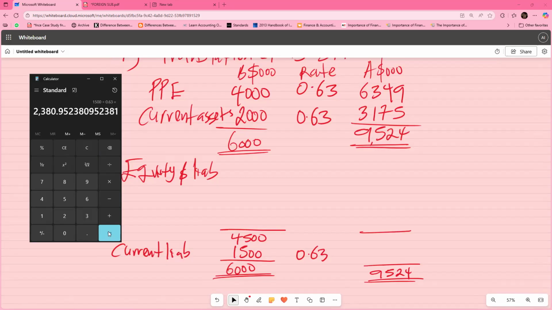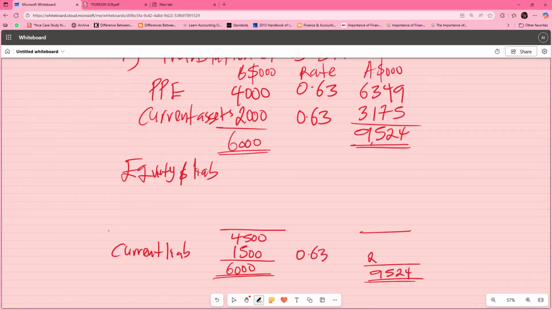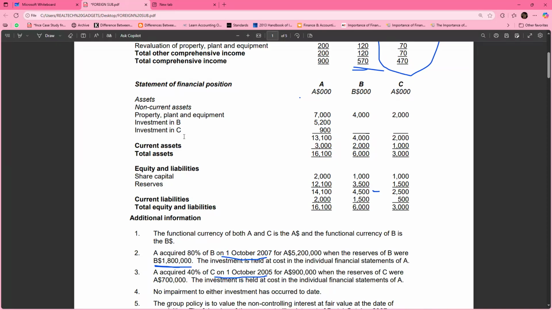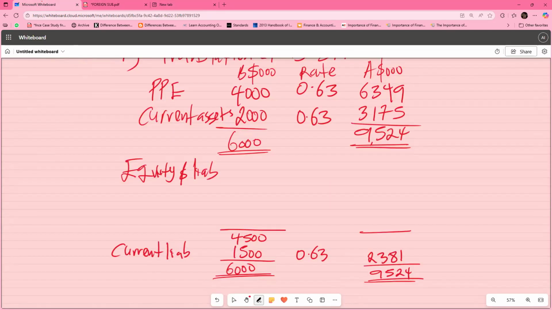So I have 2,381. What we now need to do is the ordinary share. The share capital is 1,000, and this is also 1,000. So I can now write ordinary share.